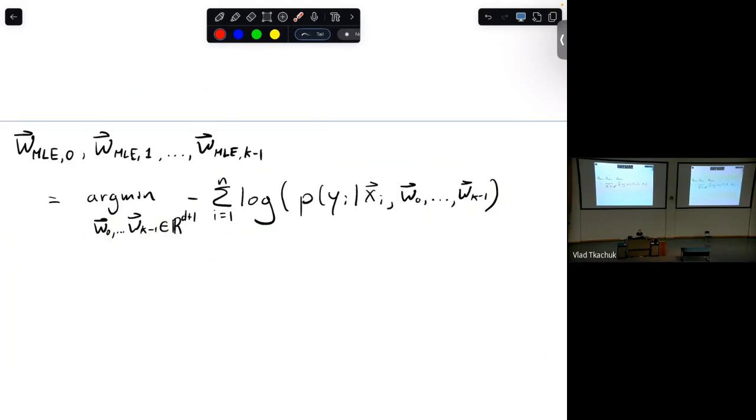So how does this work now? Well, we just need to plug in the definition of this and work out the math. That's all we need to do. And so what does this look like? Like, what is this thing?